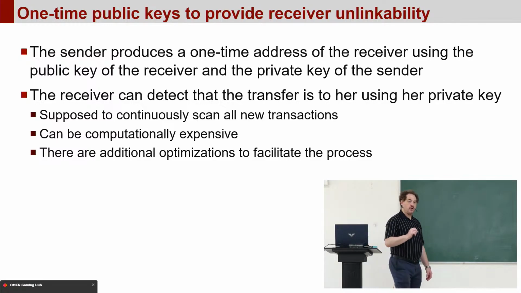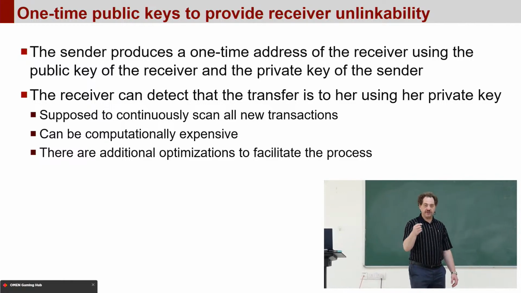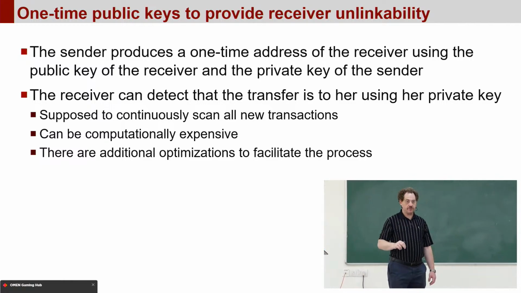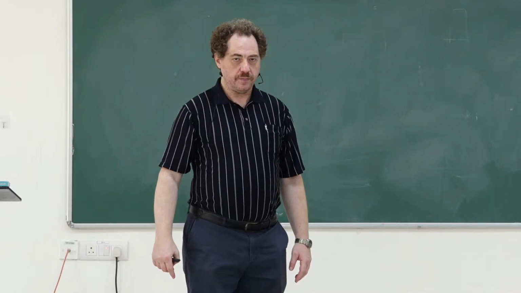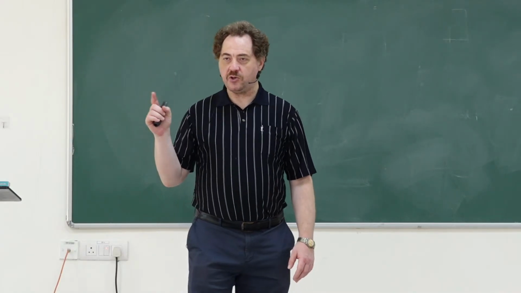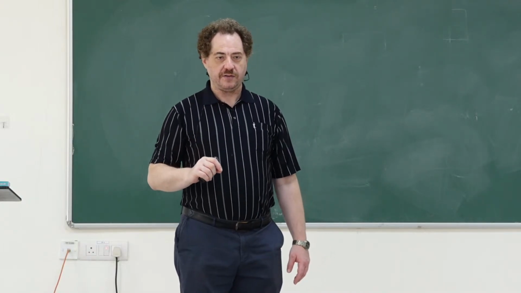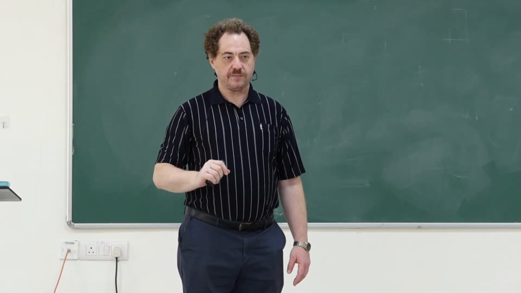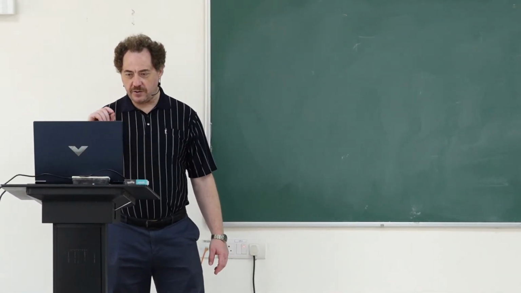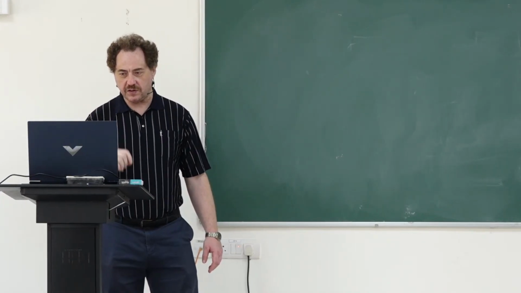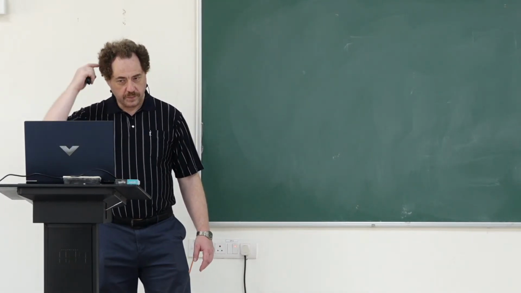It's very interesting because in Bitcoin, it's the receiver who produces the receiver address, not the sender. That's natural. I mean, usually when I ask someone to transfer me money, I'm supposed to give the bank account information. But in Monero, it's the sender who determines the address of the receiver. So the sender produces a one-time address of the receiver.